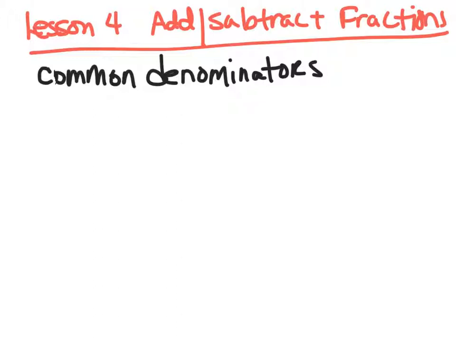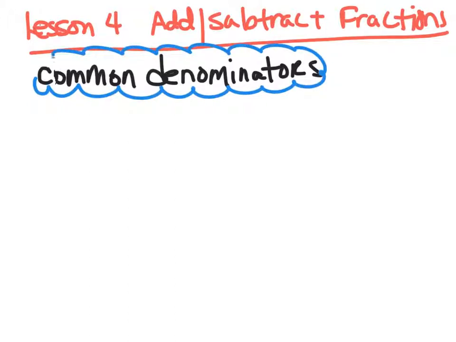But lesson 4 is a little bit harder, and it's where you don't have like denominators. So you got to make sure that you get them like denominators or common denominators, as you've probably been hearing before. All right, and a common denominator is when both fractions, or all the fractions, have the same denominator, so they're all the same size.